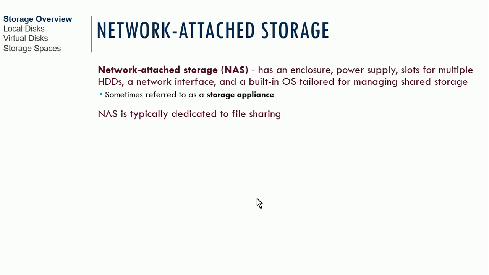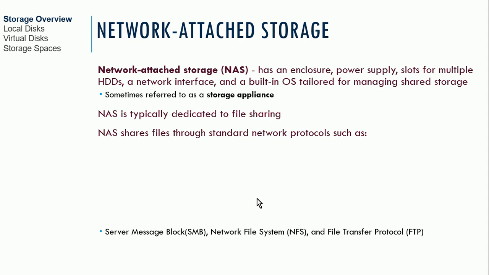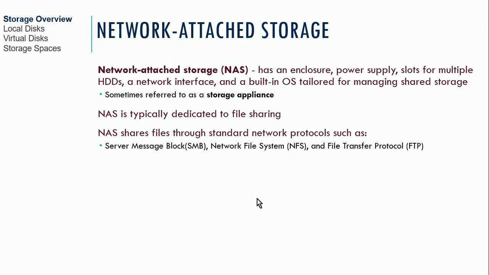NAS is typically dedicated to file sharing, and it shares files through some standard protocol like SMB, which you might know as Windows file sharing, network file system, NFS, which is common with Linux and Unix, or the file transfer protocol, FTP, which is a little bit more globally used, but it's not quite as secure as some of the other protocols. So these are some of the options you might have if you're operating a NAS. Obviously, if you're running Windows Server 2012 and you're using it as a NAS device, it will probably be primarily using SMB, or Server Message Block. But if you're using a Linux machine, you might use NFS. Although 2012 does support NFS, it's not typically used unless you're in a Linux environment where you would need that protocol.